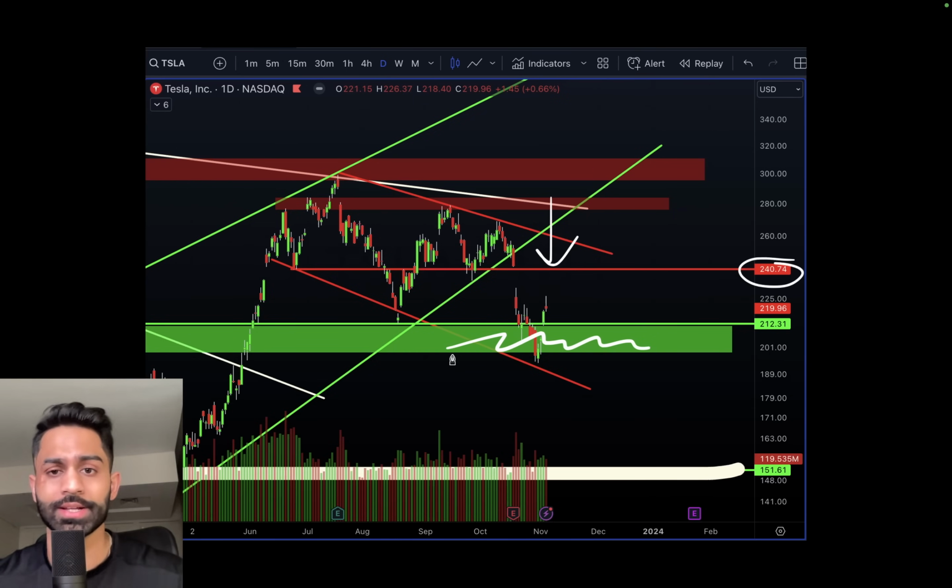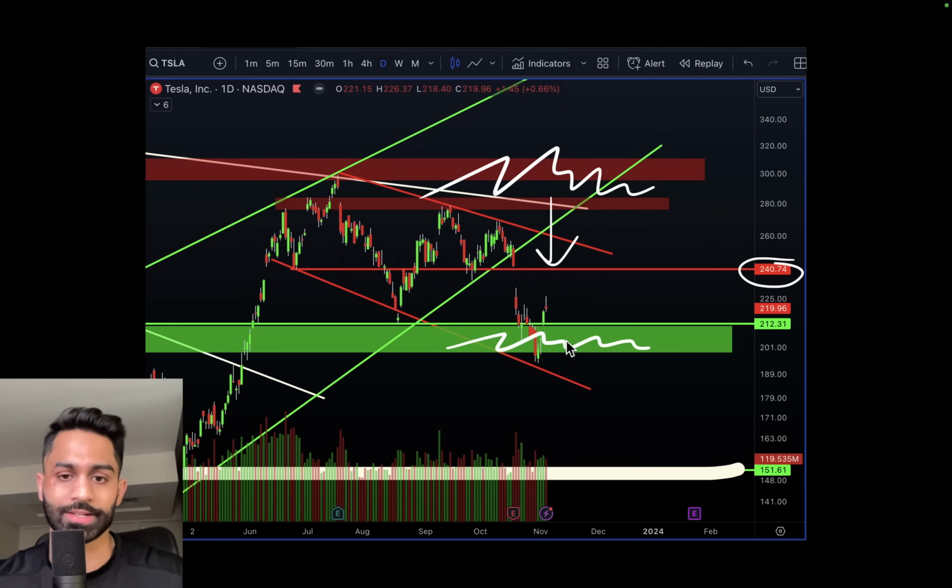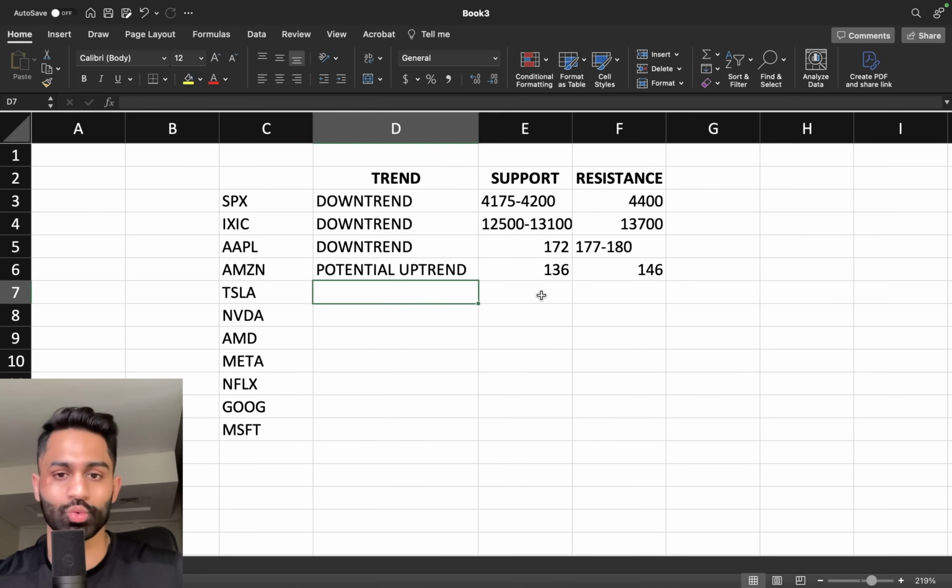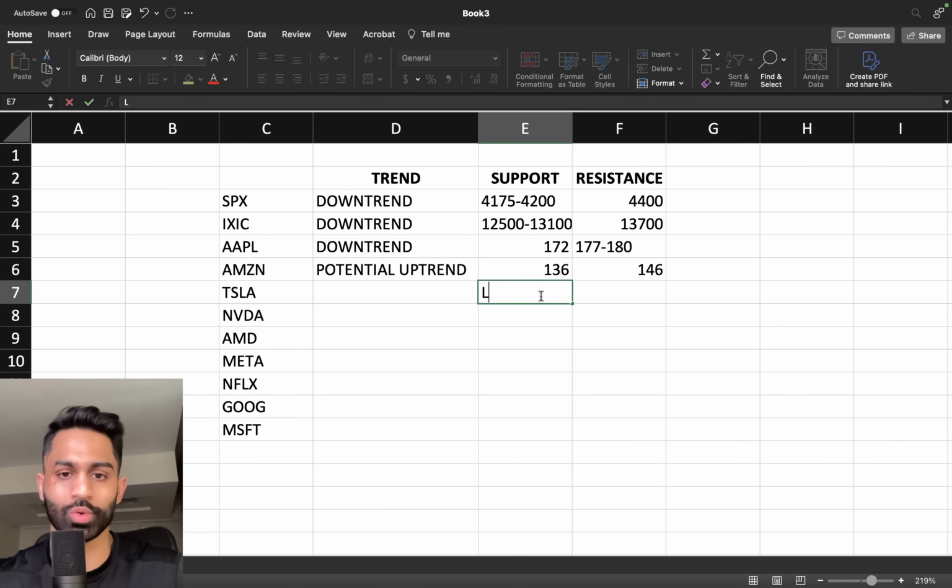There's a lot of demand sitting right here, just like there's a lot of supply sitting over here in the 280s to 320s. There's a lot of demand sitting over here at 212s. So support level is going to stay put at 212. Basically, low 200s is what I'm going to call as support here for Tesla.